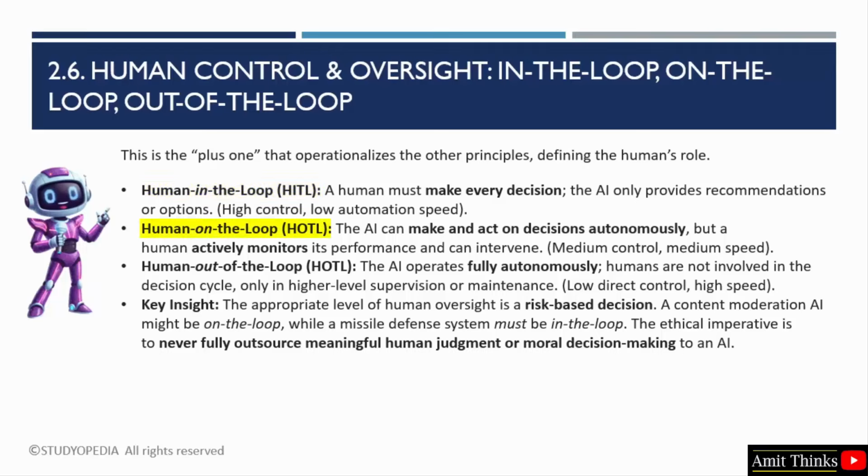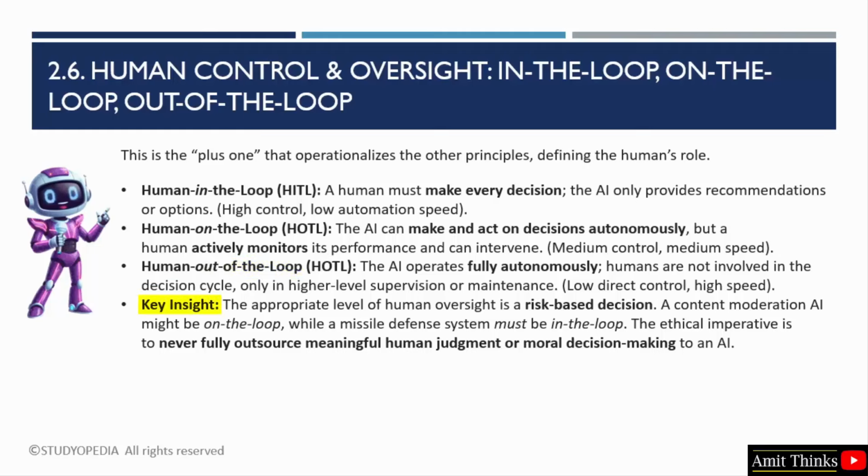Human on the loop: AI acts independently but humans monitor and can intervene. This offers moderate control and speed. The last one is human out of the loop. AI runs fully autonomously. Humans oversee only at a higher level. This allows fast operation but low direct control.